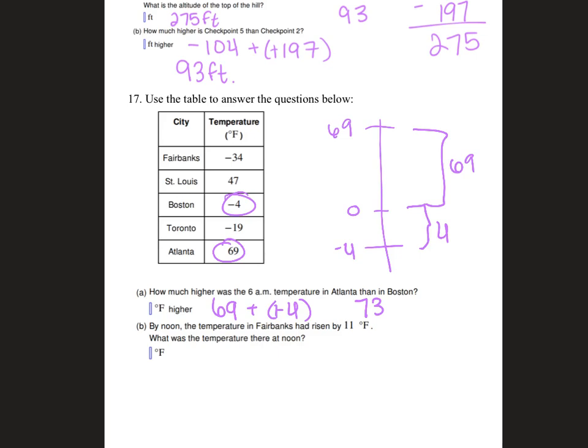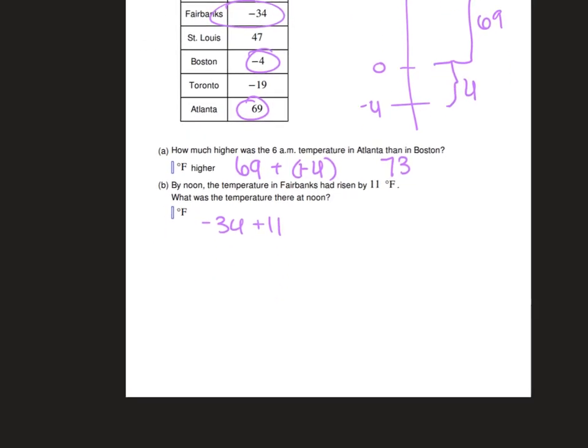Part B says by noon, the temperature in Fairbanks had risen by 11 degrees. So -34 plus 11. Think money. I'm in debt $34. I add 11 to that. I pay back 11. I'm still in debt, but I'm only in debt $23. Or in this case, 23 degrees Fahrenheit. -23 would be the temperature by noon.